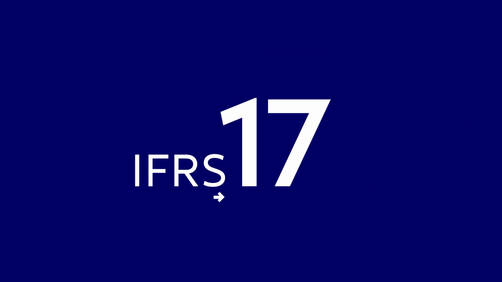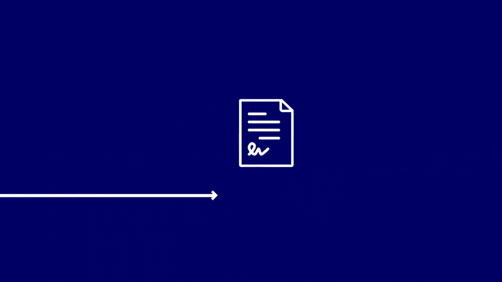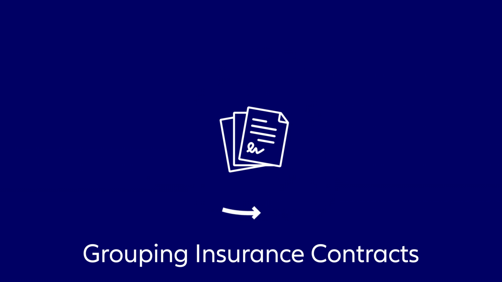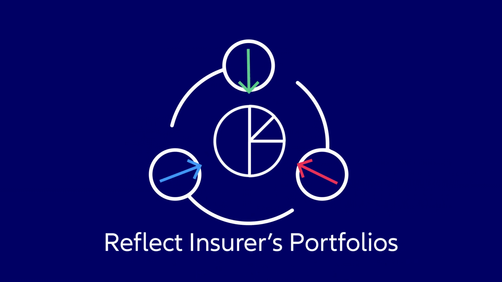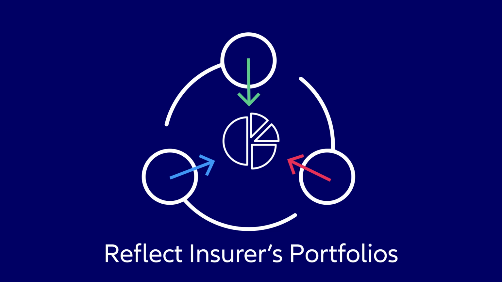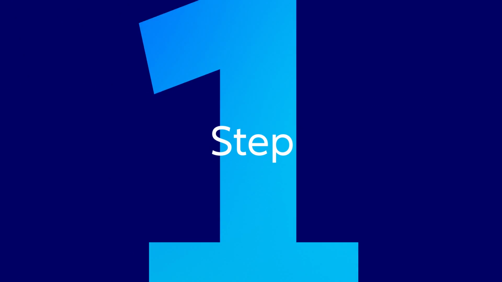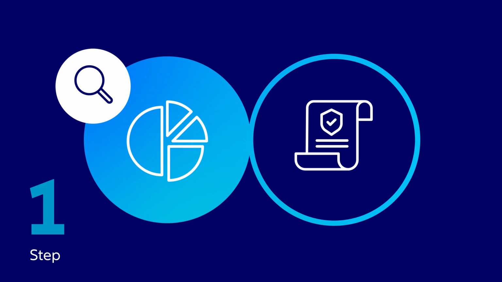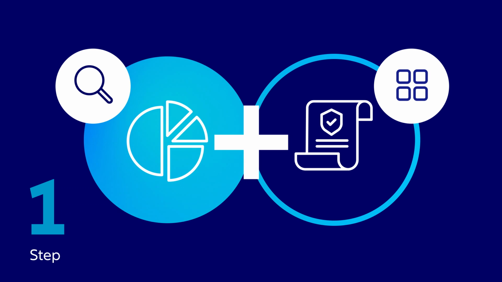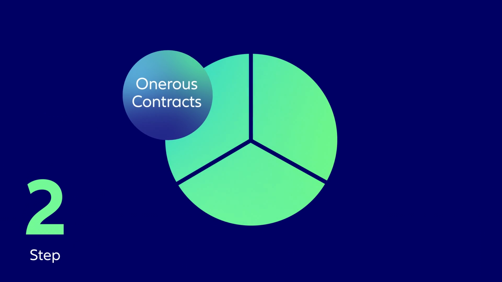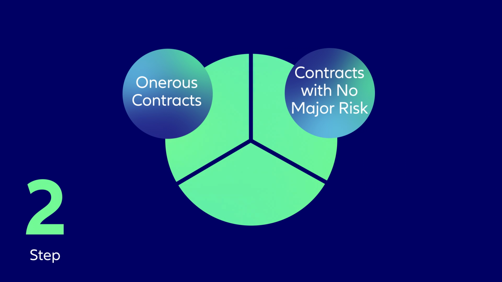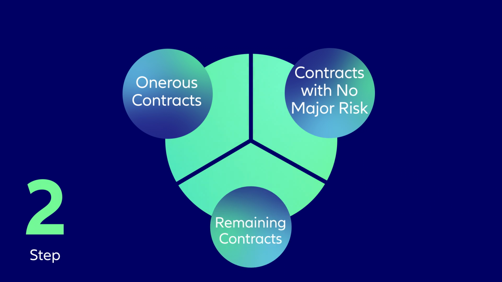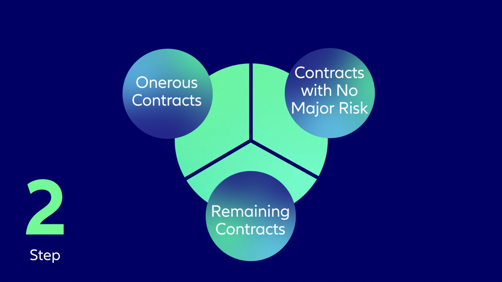Last but not least, IFRS 17 also provides guidelines on grouping insurance contracts to accurately reflect the nature of an insurer's portfolios. Let's take a look at how this is done. Step 1. Portfolios of insurance contracts are identified, and policies that have similar risks are grouped and managed together. For example, car insurance. Step 2. A portfolio is divided into a minimum of 3 groups: onerous contracts, contracts with no major risk of becoming onerous, and the remaining contracts.